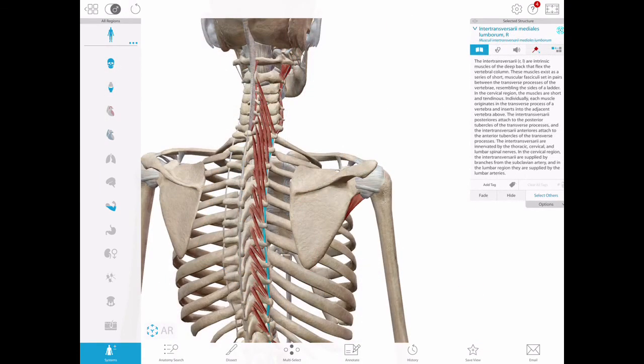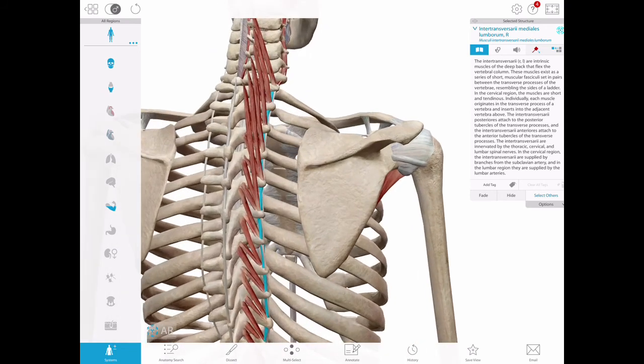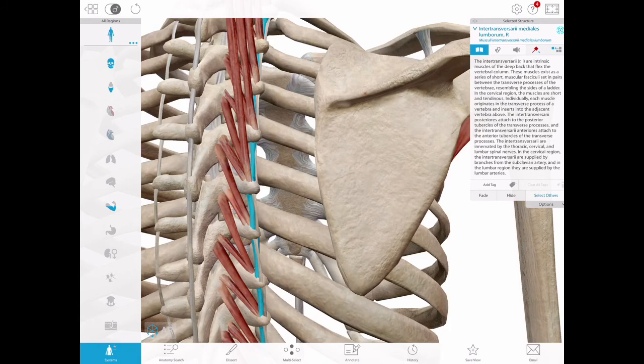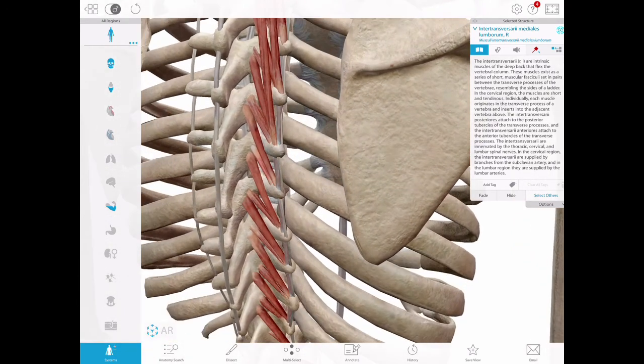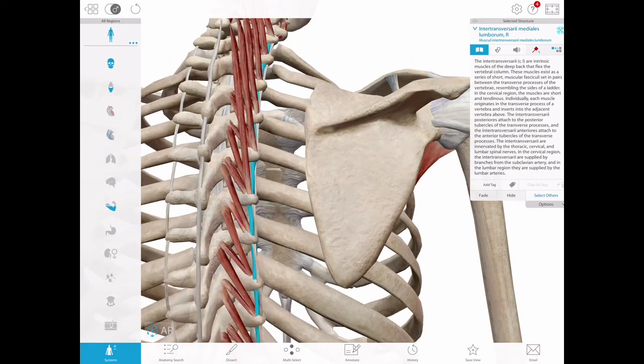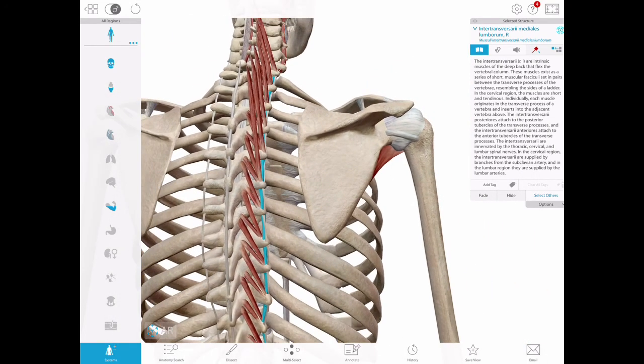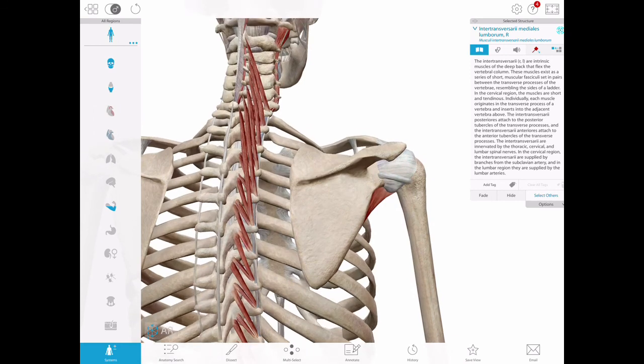Here we have the intertransversari. These are tiny little muscles and they originate on the transverse process below and insert on the transverse process above. They help with neck and trunk lateral bending to the same side.